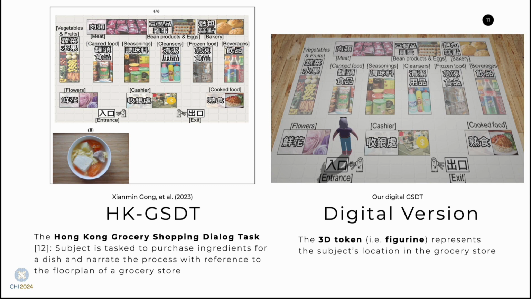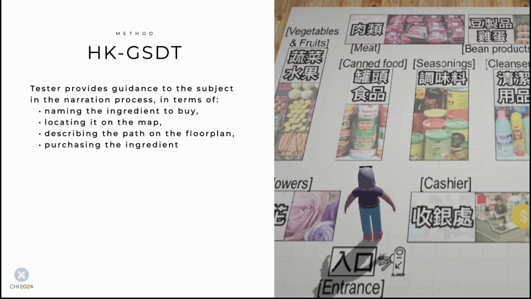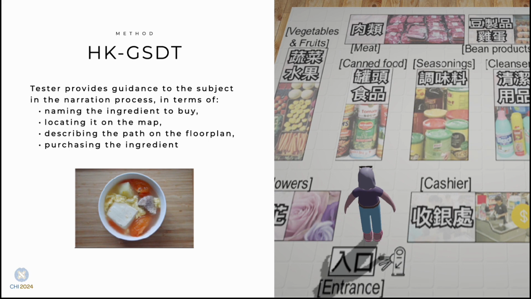In the GSDT, the subject is requested to purchase ingredients for a dish and narrate the process with reference to the floor plan of a grocery store. We digitalized the test with a 3D token, the figurine in the screenshot, representing the subject's location in the grocery store. First, subjects are presented with an image of a dish and are assigned the task of identifying its ingredients.